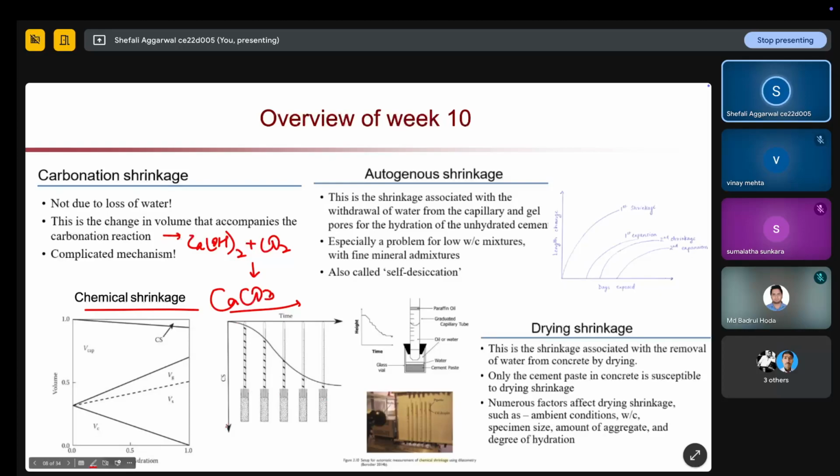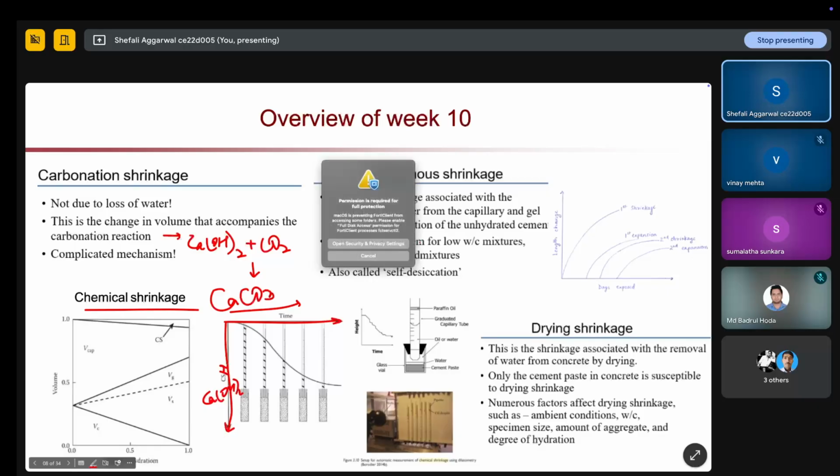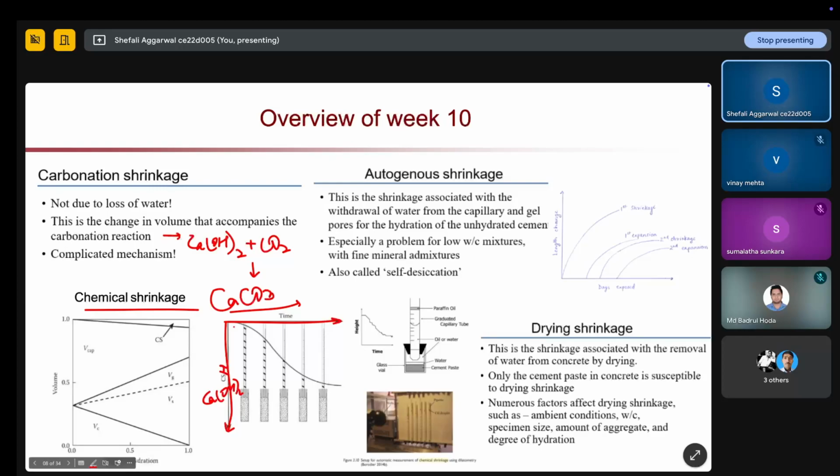So if you see here, this is the presence of raw product C3S, C2S, those things. And this is your hydration product, CSH or calcium hydroxide. As your hydration products increase, your volume is decreasing. So the more hydration takes place, the more volume decrease there will be. So this is one setup for chemical shrinkage.